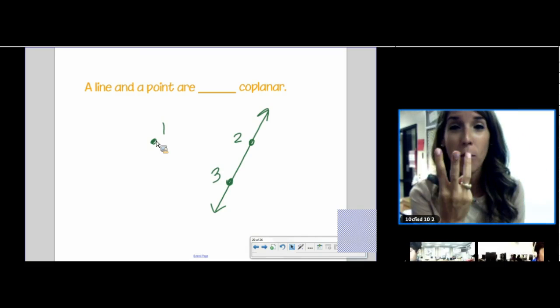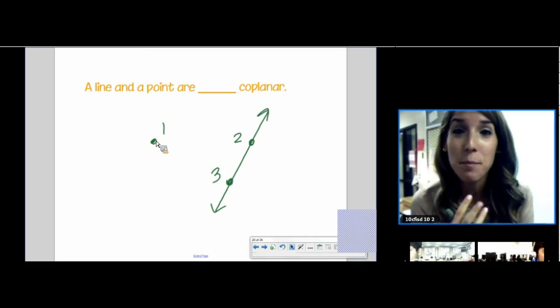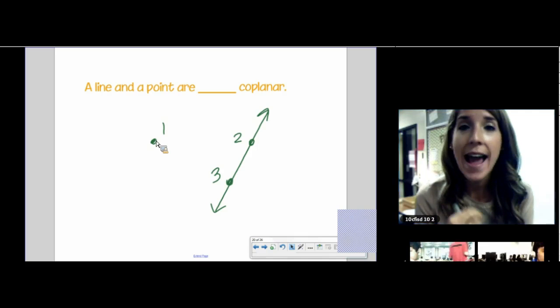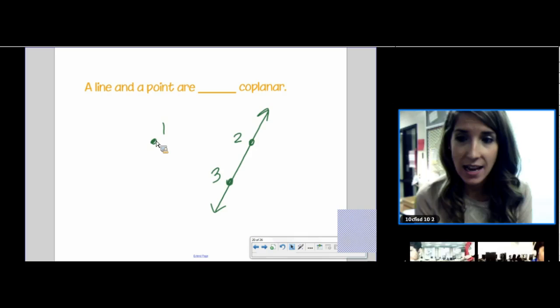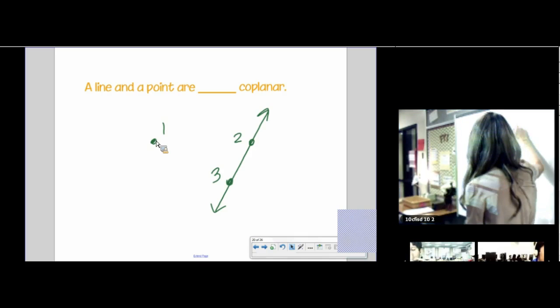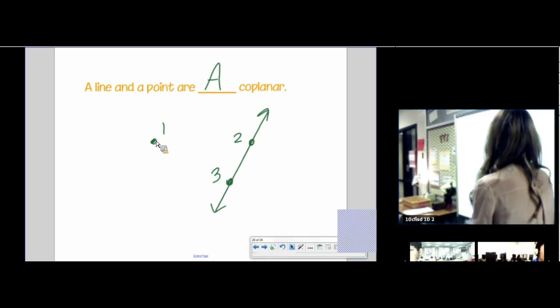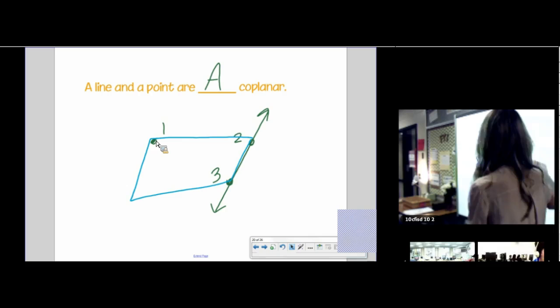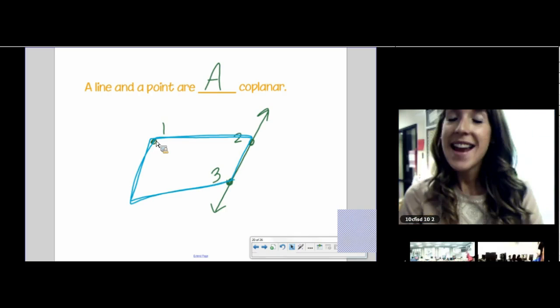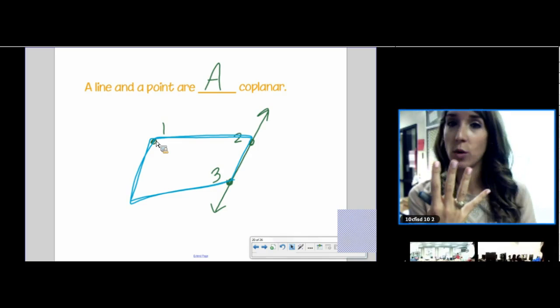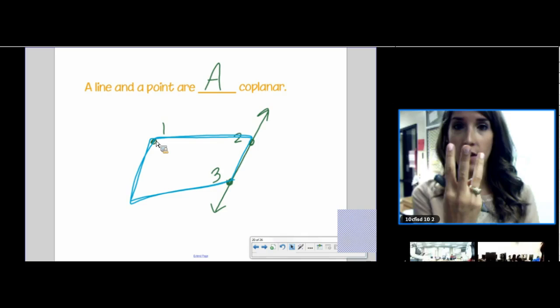I have three points. And guess what? I can put a plane through any three points. So a line and a point are always coplanar, because I could always draw a plane through that. And remember, the plane goes on forever. Now, if I had four points involved, then it's a different story. But I had three points involved.